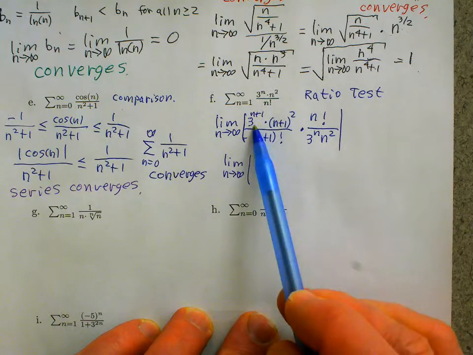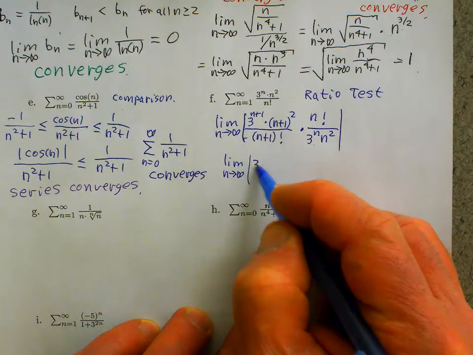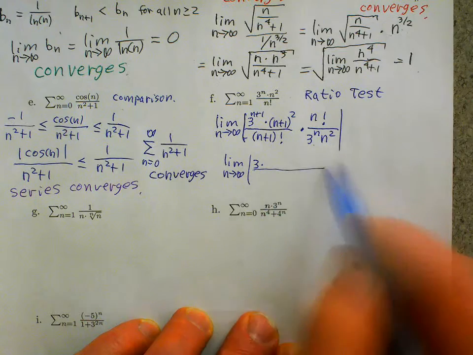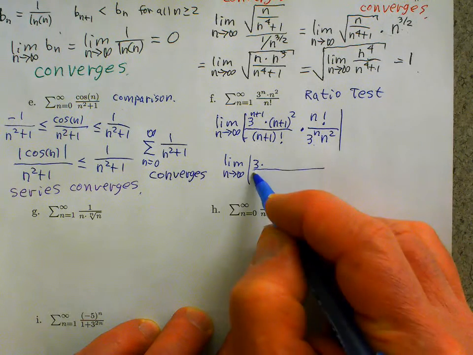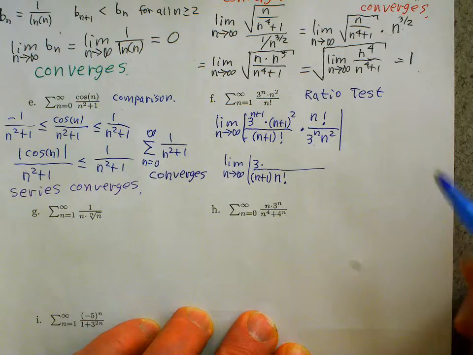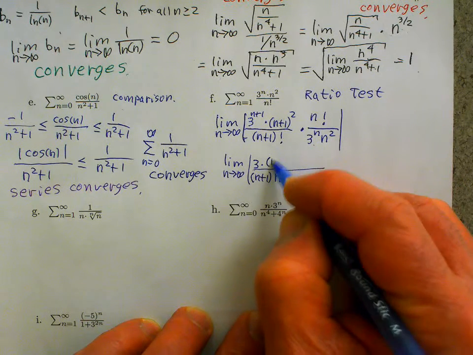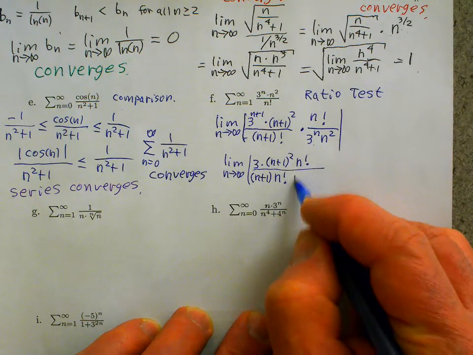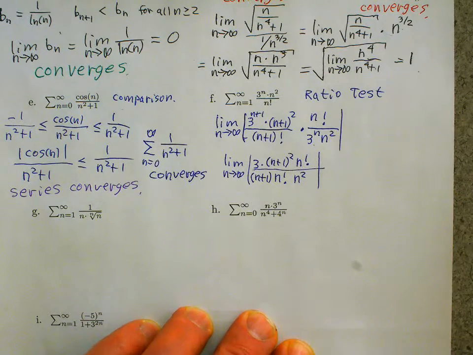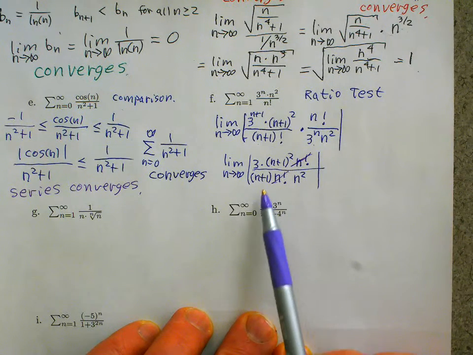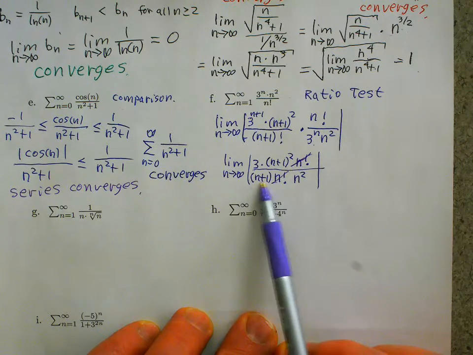Okay, so 3 to the n plus 1 divided by 3 to the n, we just get a factor of 3. Rewrite n plus 1 factorial as n plus 1 times n factorial. And then in the numerator, we still have n plus 1 squared times n factorial, and in the denominator we still have n to the second. But we get some cancellations. N factorial divided by n factorial cancels. Notice that one factor of n plus 1 cancels from the n plus 1 squared over n plus 1.